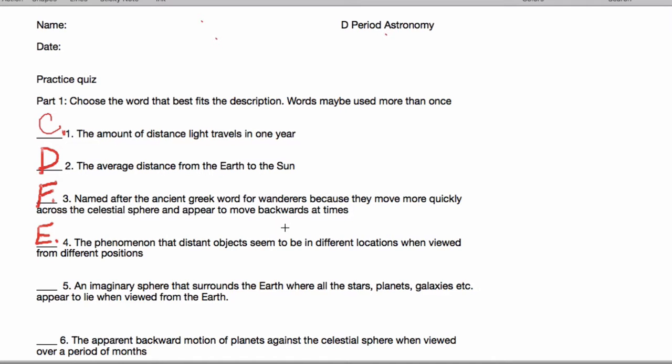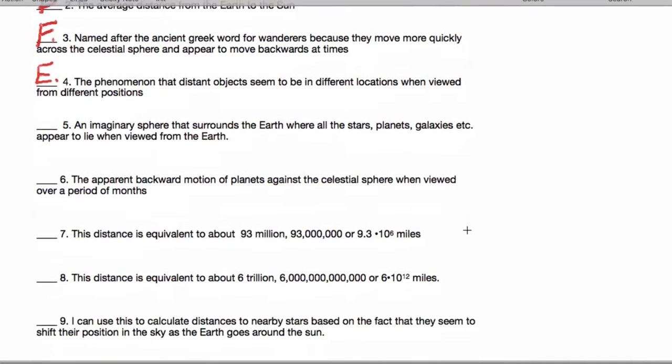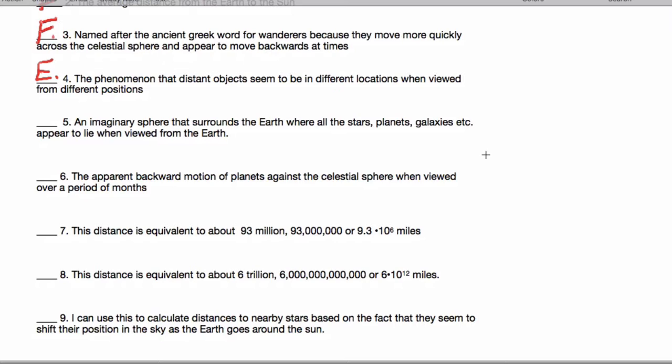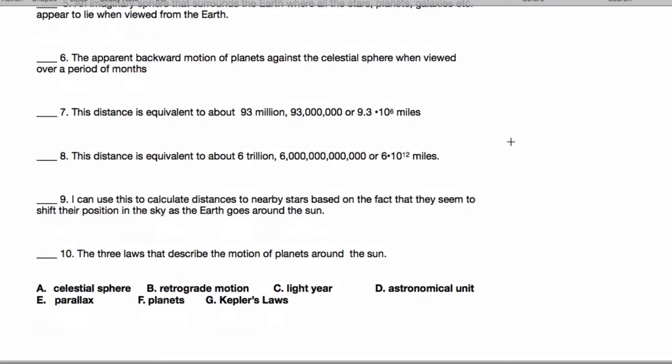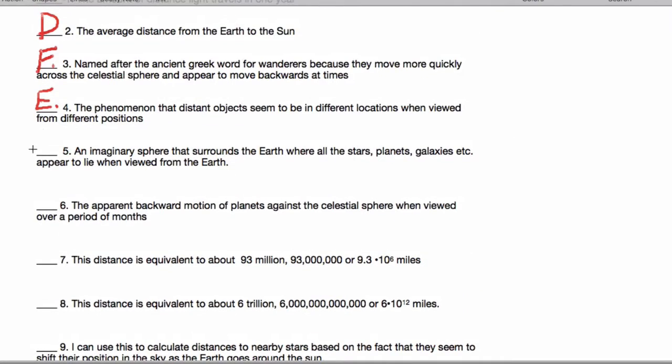Now, the imaginary sphere that surrounds the Earth, where all the stars, planets, and galaxies appear to live when viewed from Earth. So we sort of think of the Earth as being surrounded by this, not in real life, of course. This is sort of our imagination. Like when you go to a planetarium, it's a domed ceiling, and then they just project the stars and galaxies up there for us to look at. And we sort of pretend, or that's the model that we use for the sky when we're looking at things from the Earth's perspective. That's the celestial sphere.